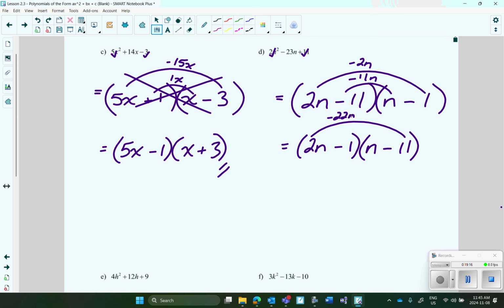-22n, -1n, make -23n. So that's my answer. So you see, once you start sort of playing around with it a little bit, you're usually going to get them on the first or the second. Because if you make a mistake on your first try, you're probably going to figure out what that mistake is and correct it correctly on the second try.